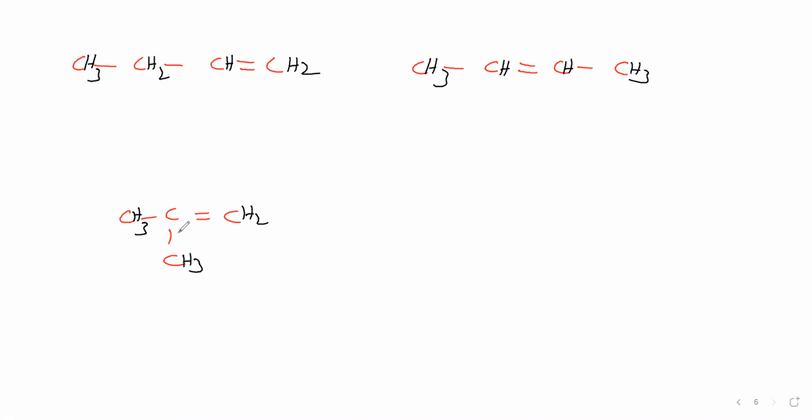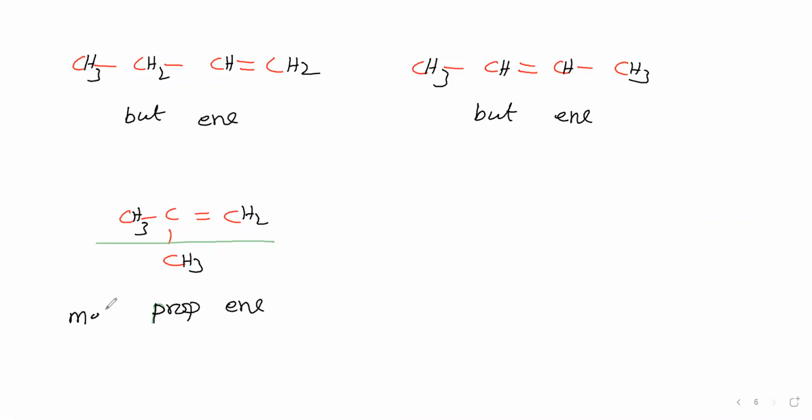Now how to say the name? Here 4 carbon atoms are present, therefore but, and the C=C double bond, therefore ene. Here also 4 carbon atoms, therefore butene. Here we have to select the parent chain. Here the parent chain is this one. This parent chain contains 3 carbon atoms, therefore prop. The C=C double bond is there, therefore ene. This branch name we can say methyl.